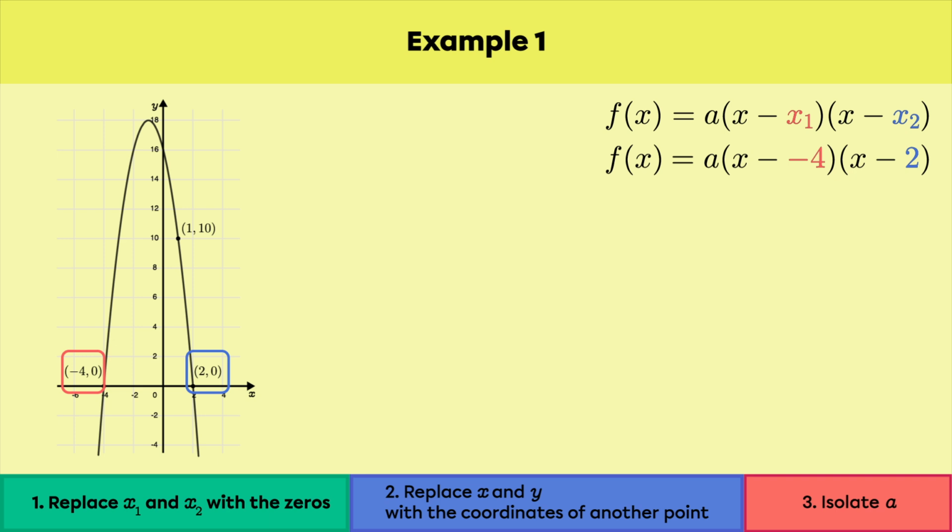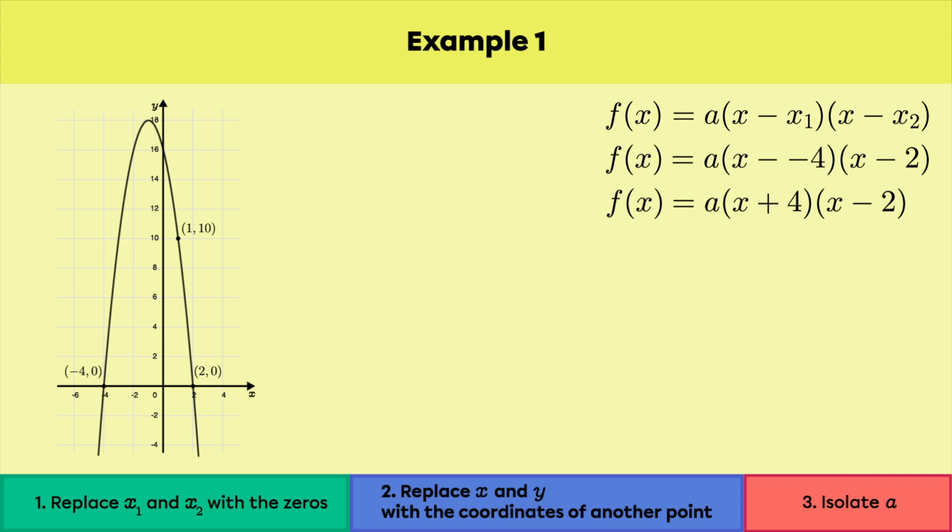Be careful. In factored form, normally there is a negative sign inside each of the brackets. When a zero has a negative value, like in this case, we end up with minus a negative number, and so we apply the sign law to get a positive. Minus -4 becomes positive 4.